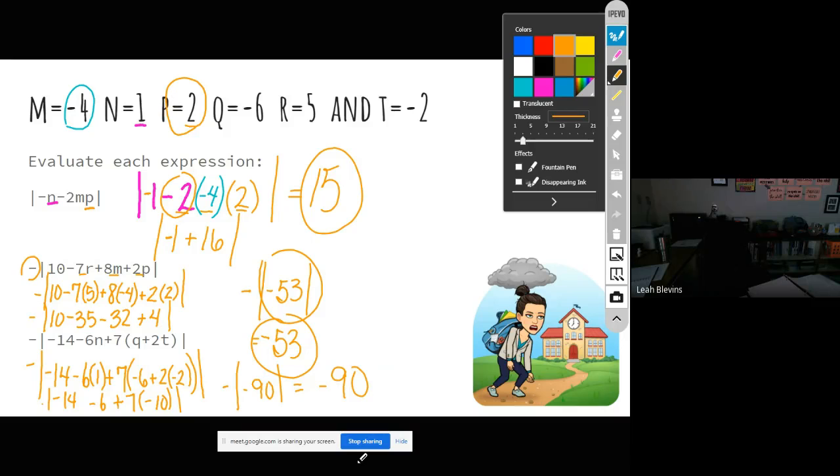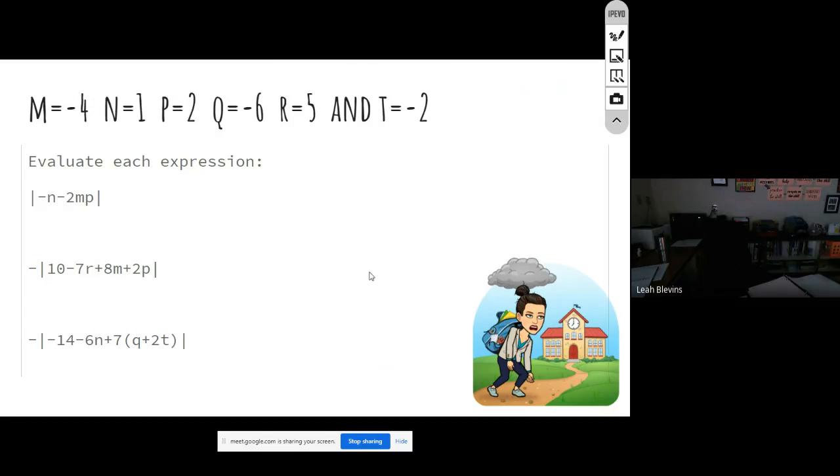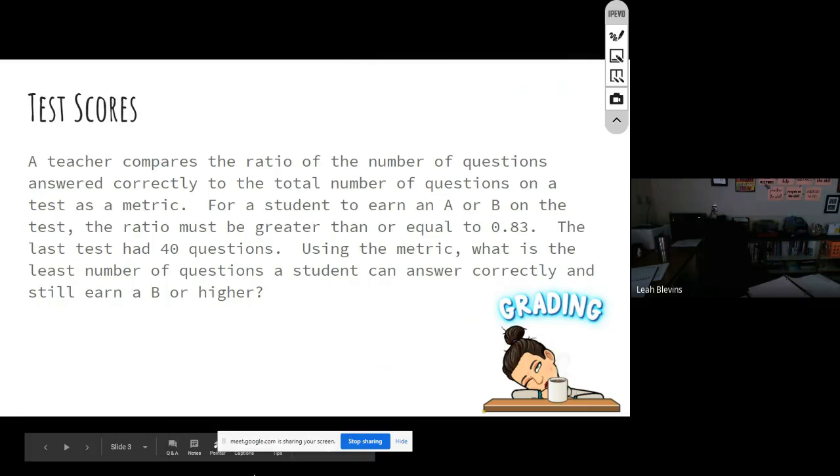All right. So I'm going to delete the ink off this page and go to our next slide. A teacher compares the ratio of the number of questions answered correctly to the total number of questions on a test as a metric. For a student to earn an A or a B on the test, the ratio must be greater than or equal to 83. Let's think about what a ratio looks like.